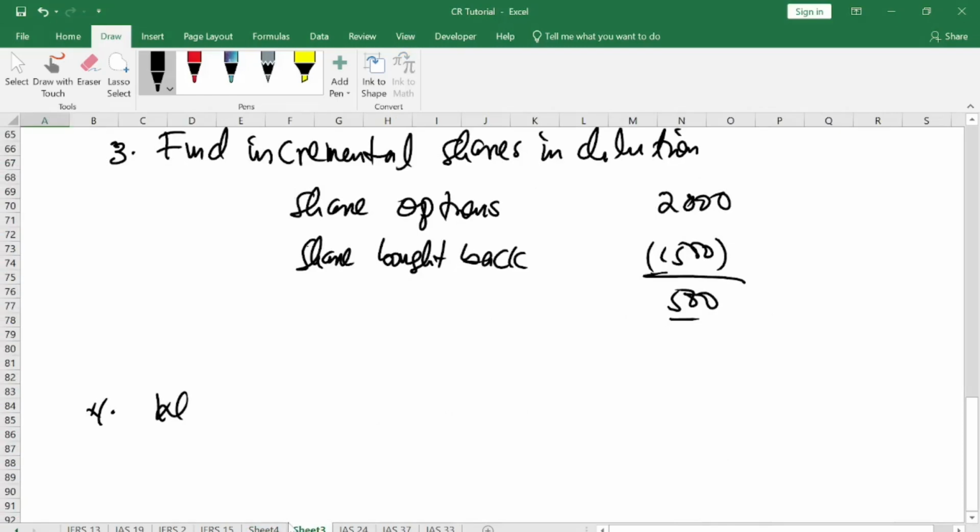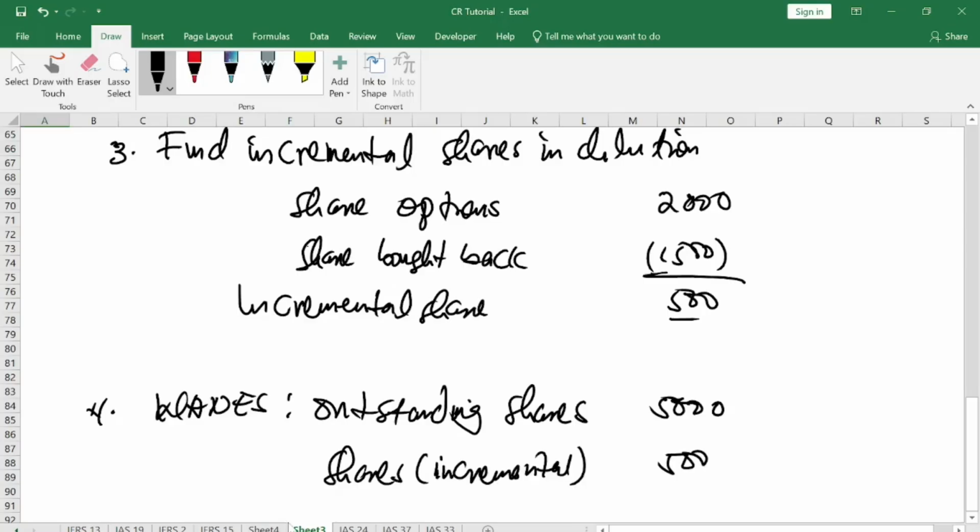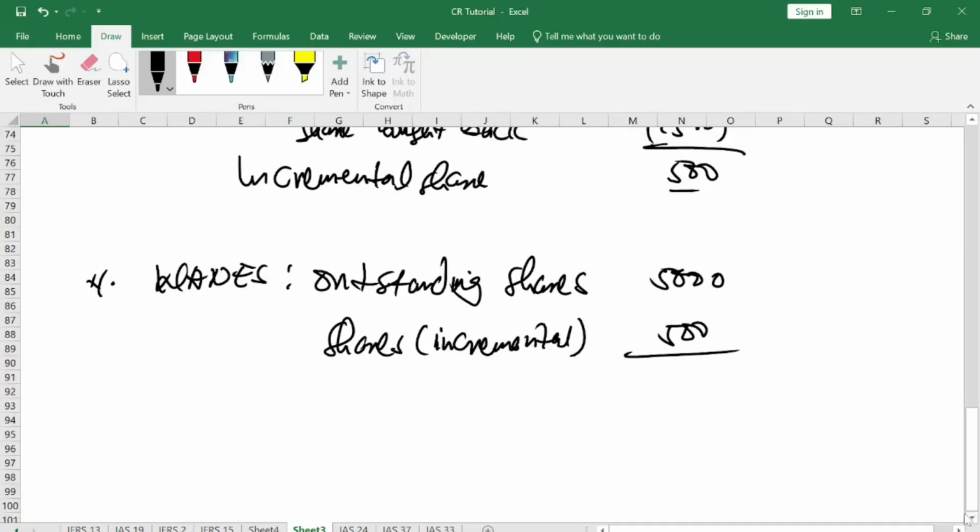The fourth one is to find your weighted average number of shares. You have outstanding shares. Outstanding shares in the question is 5 million, so 5,000. Then incremental shares as calculated is 500. So when you add it, that gives you 5,500. Good.